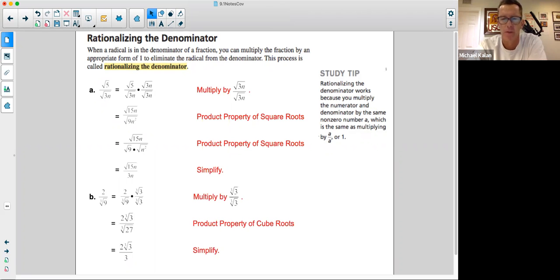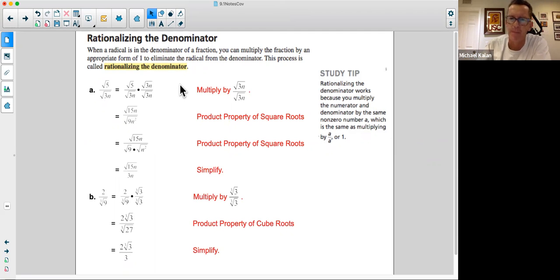Okay, so if you look at this study tip, it says rationalizing the denominator works because you multiply the numerator and denominator by the same non-zero number, it could be a or whatever it is, which is the same as multiplying by a over a, or 1, right? If you multiply a fraction by the top and bottom by the same thing, won't it still be an equivalent fraction? Think about it. If you had 2/4 and you multiply both the top and bottom by 3, you're going to end up with 6/12. Is 6/12 equal to 2/4? Yeah, it sure is. Okay, so watch what we do here.